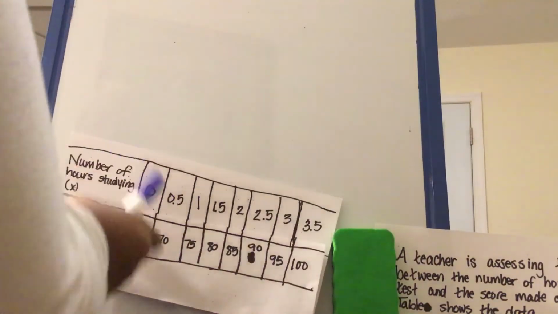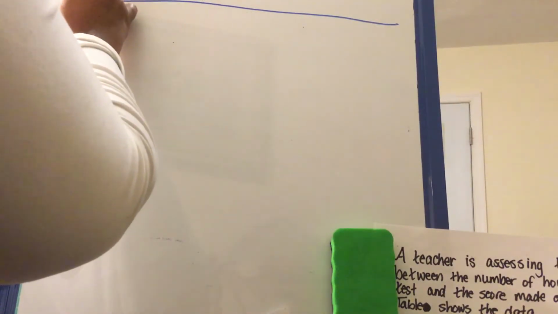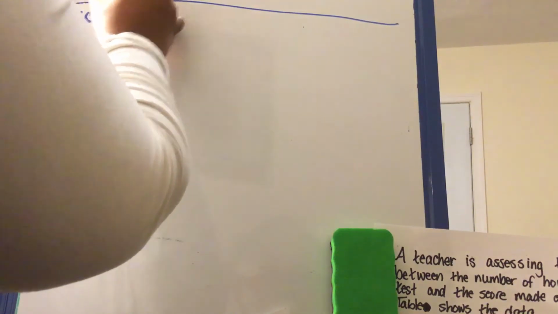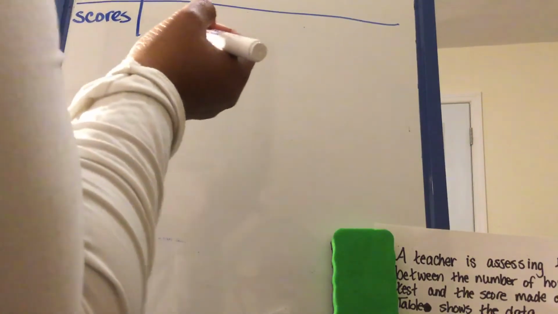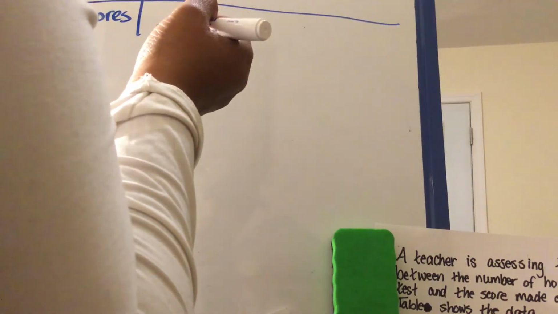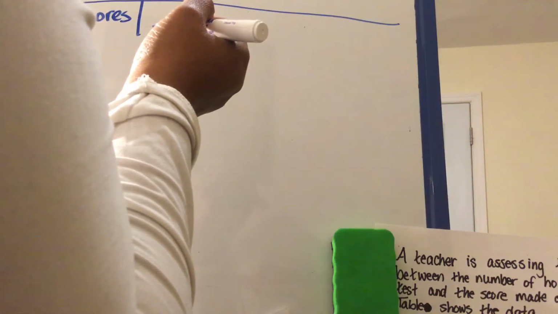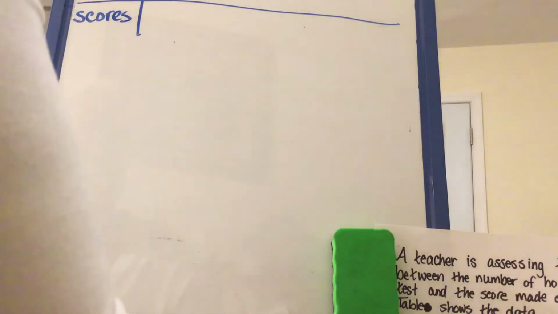So I'm going to move this down a little bit, and I'm going to write the number of hours studying, and the scores. Okay. So we got 0 hours. When they studied 0 hours, they got, like, wait a minute.